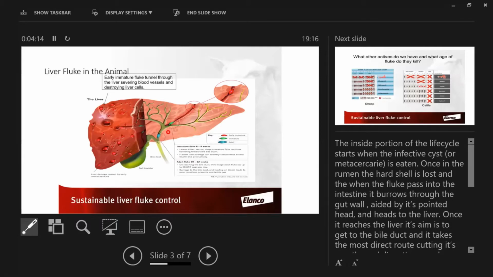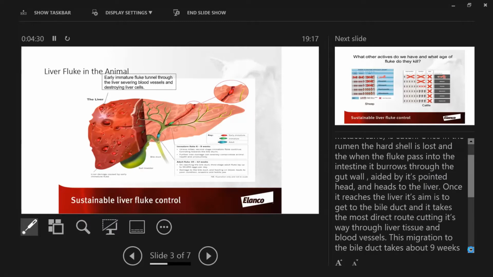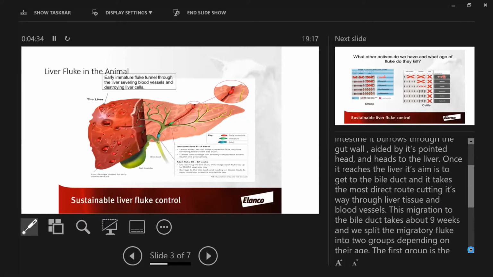Now, unfortunately for you chaps, these things lay eggs by the bucket load, up to 50,000 eggs per day. They're intermittent shedders of eggs, so they don't do it every day, but when they do lay eggs, they pump them out like they're going out of fashion. And of course, they're being spat out at the back end and put back on the pasture, ready for the animals to eat once they've gone through the life cycle outside.